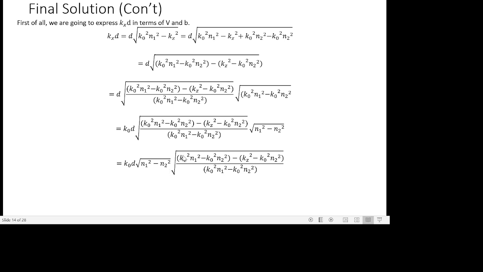So if you take a look here, this expression is just the V number, and this one divided by this one is going to be 1, and the rightmost bracket expression on the numerator divided by the denominator, we are going to get b. So the whole expression for kx times d is given by v times square root of 1 minus b.